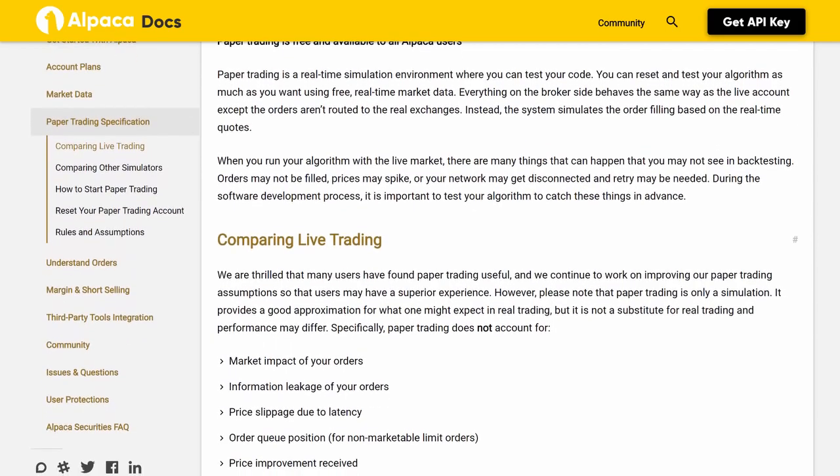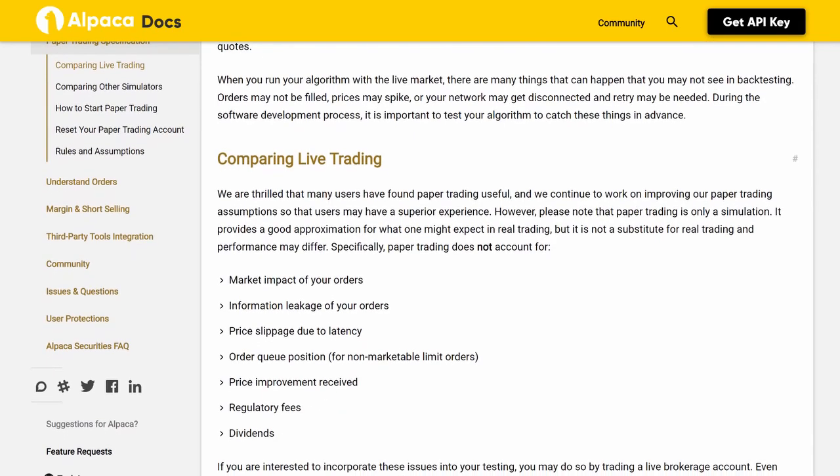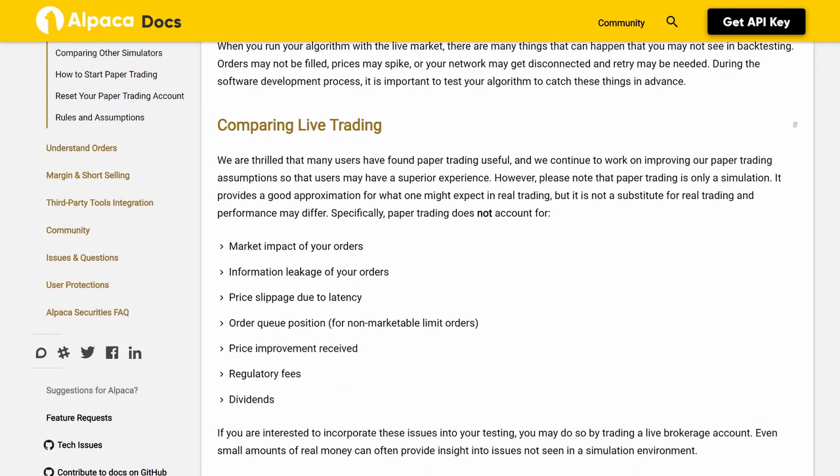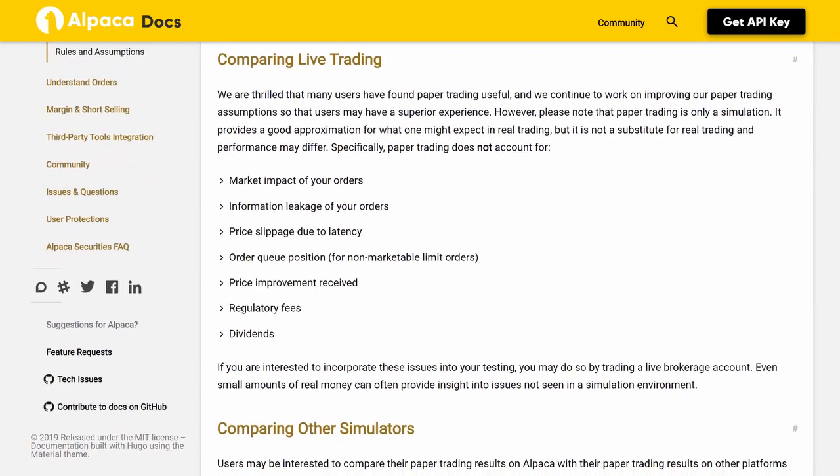Specifically, paper trading does not account for market impact of your orders, information leakage of your orders, price slippage due to latency, order queue position for non-marketable limit orders, price improvement received, regulatory fees, dividends. If you are interested to incorporate these issues into your testing, you may do so by trading a live brokerage account. Even small amounts of real money can often provide insight into issues not seen in a simulation environment.